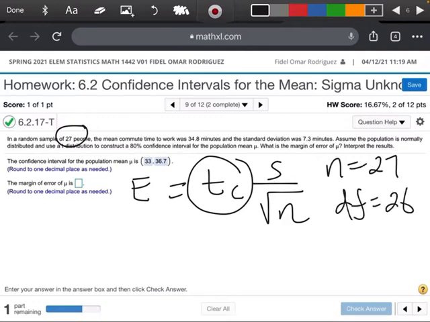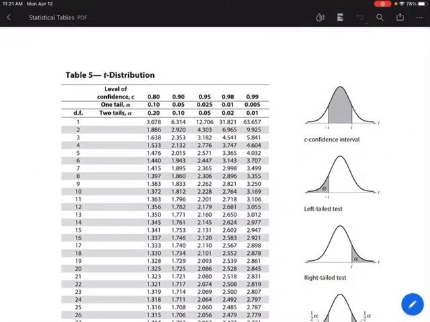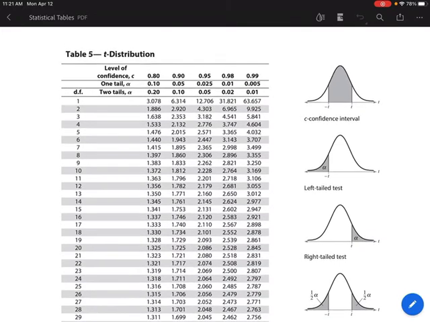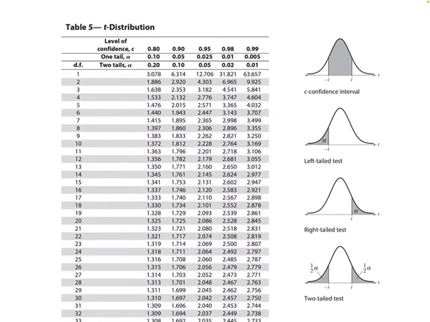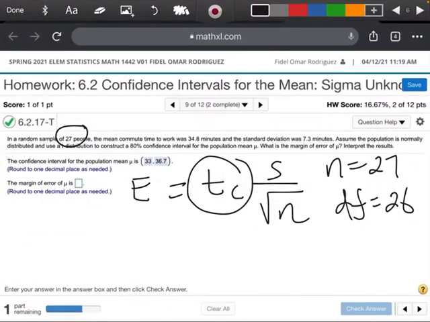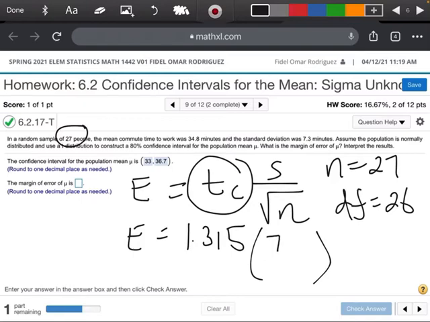So, let me come back here, 80, and I'm looking at 26. My value I'm looking at right here, guys, is 1.315, which is right where the 26 and the 80 meet down here. So I'm going to use that 1.315. So my E here is going to be 1.315 times my s, which was 7.3, divided by the square root of 27.